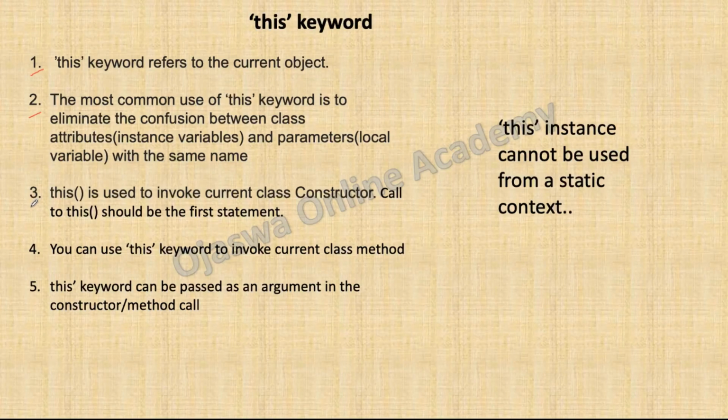In this video, we are going to learn the third point. This keyword, you can see the parenthesis, is used to invoke the current class constructor. And the important point to remember is, call to this should be the first statement in the code inside the constructor. So let us write a program for this.